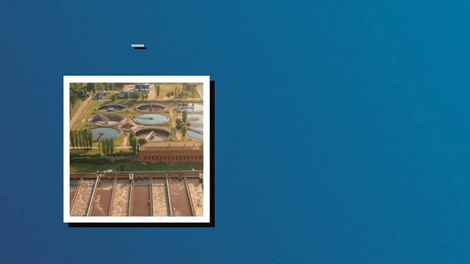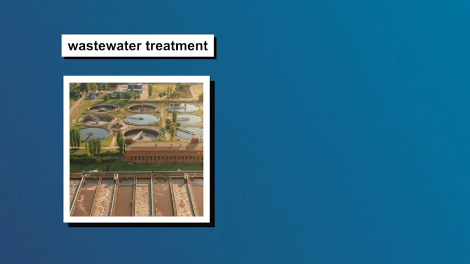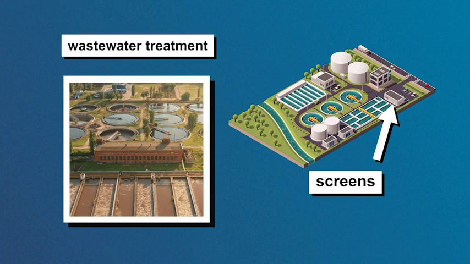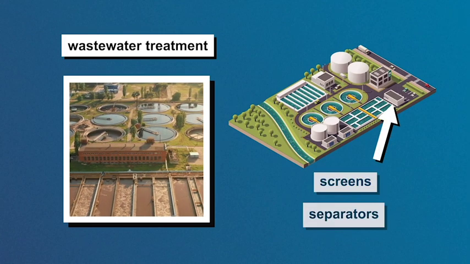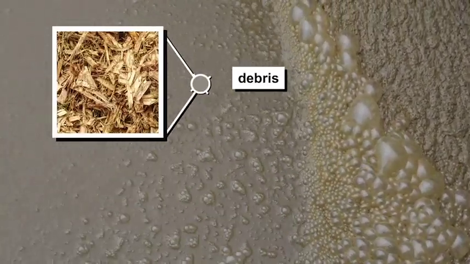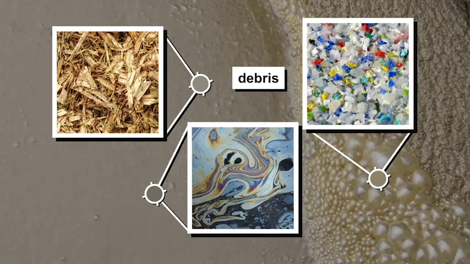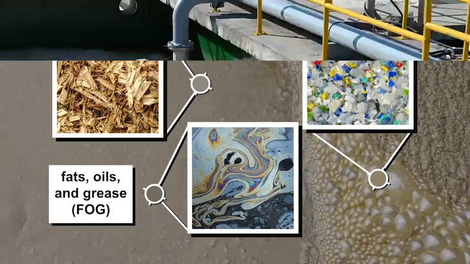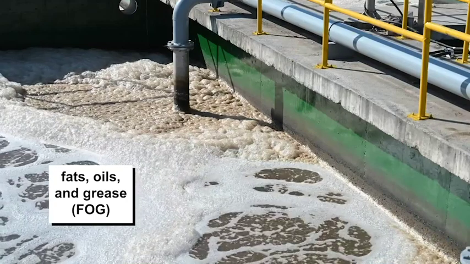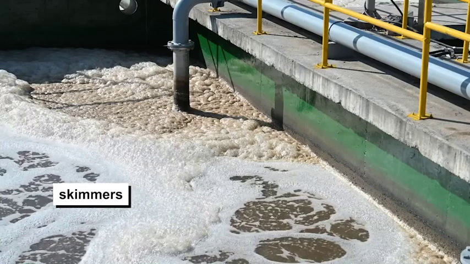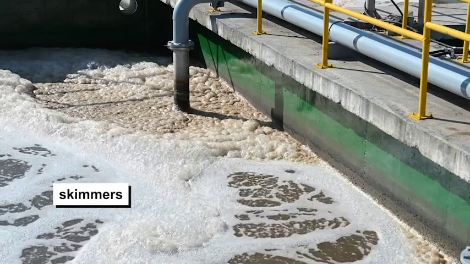Let's take a tour of the wastewater treatment process. Incoming wastewater must first pass through a series of screens and separators. Large visible debris is strained out, including fiber and wood fragments, bits of plastic, and FOG, which stands for fats, oils, and grease. These oily substances are lighter than water and naturally float. Oil-water separators and skimmers are used to remove FOG.